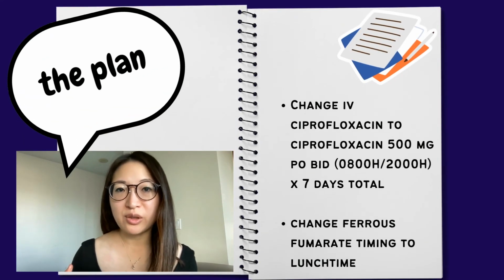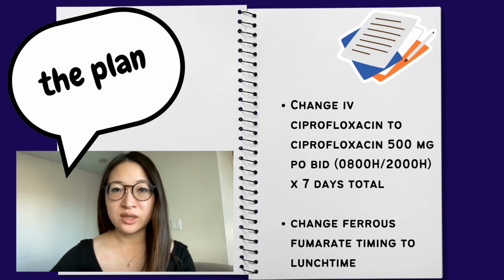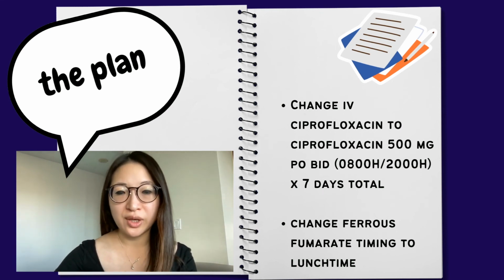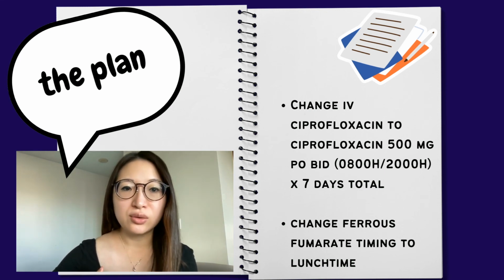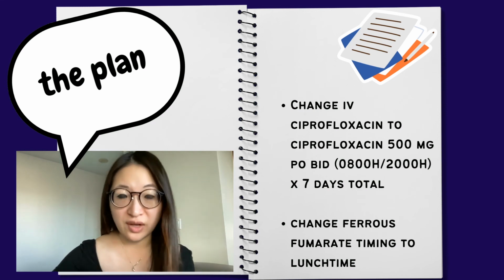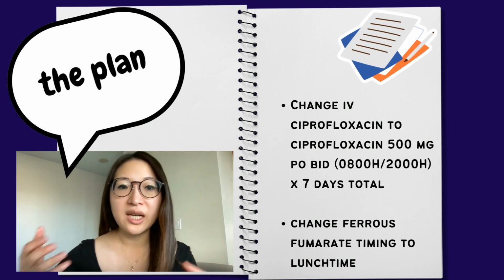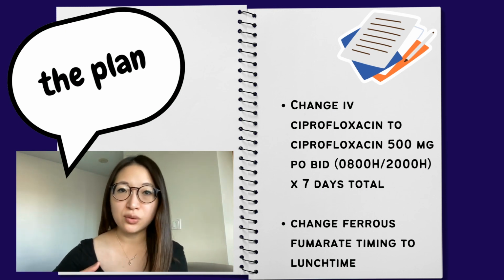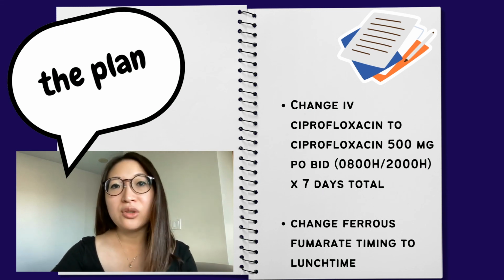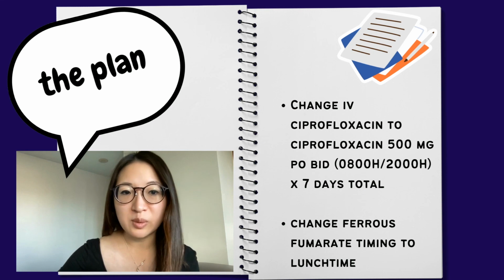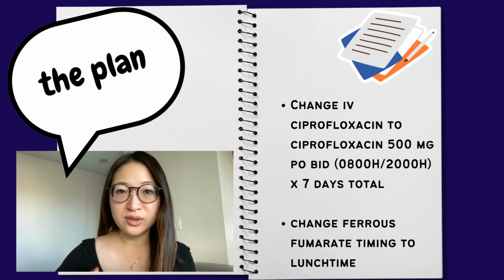So after your assessment, you find out that Mr. LL would be a good candidate for an IV to oral switch, and ciprofloxacin is indeed the right choice for him. You suggest to the team to change his IV ciprofloxacin to oral ciprofloxacin at a dose of 500 milligrams orally 2 times a day, given at 8 o'clock in the morning and 8 o'clock at night for 7 days total, counting from the day of his IV ciprofloxacin therapy start. You also suggest that they change the iron supplement timing to lunchtime to space apart from the ciprofloxacin dose.